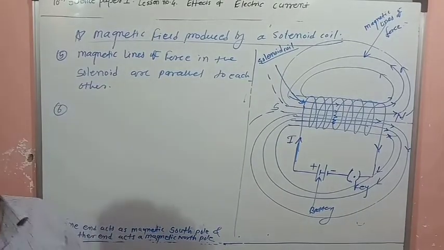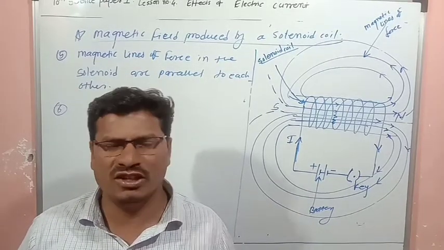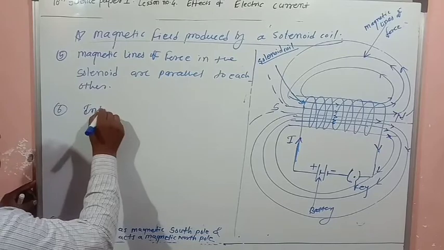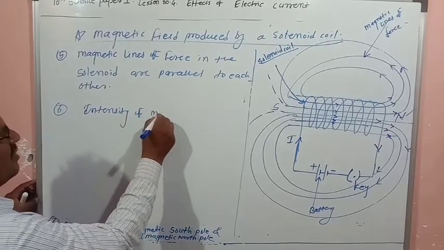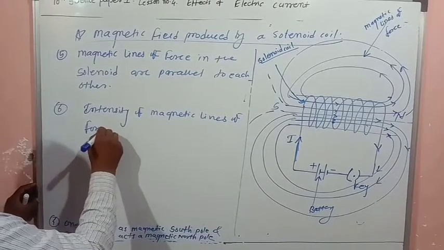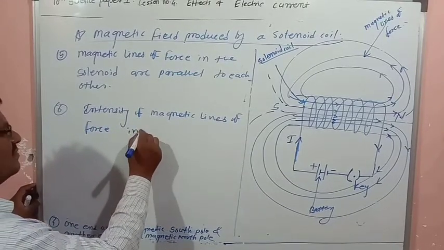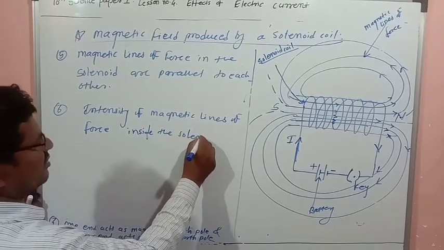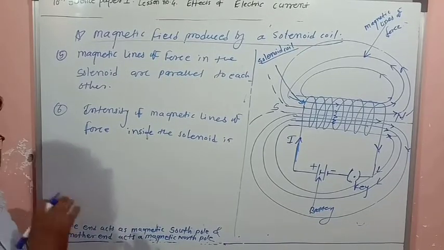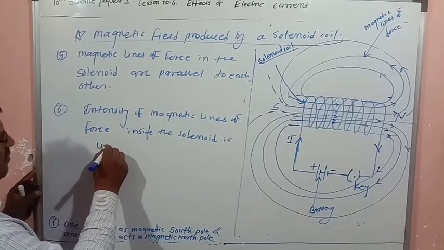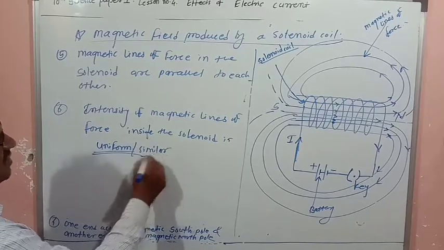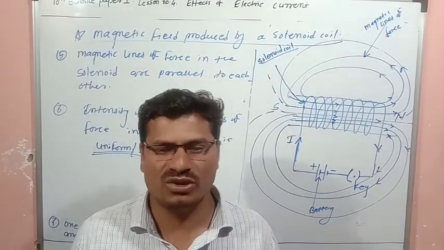And the sixth point is that the intensity of the magnetic lines of force in the solenoid is uniform. Intensity of magnetic lines of force inside the solenoid is equal or similar. You can say it is uniform. The same intensity is there everywhere. So these are the points related to the solenoid coil.